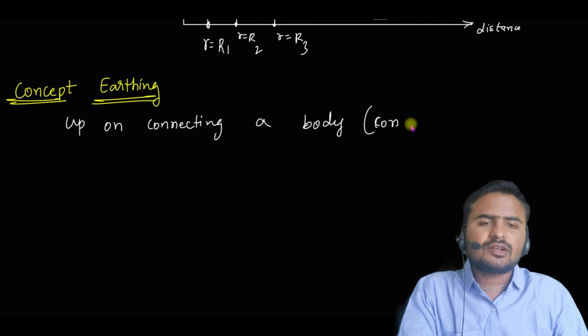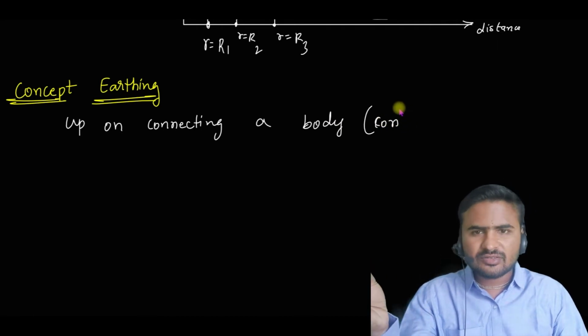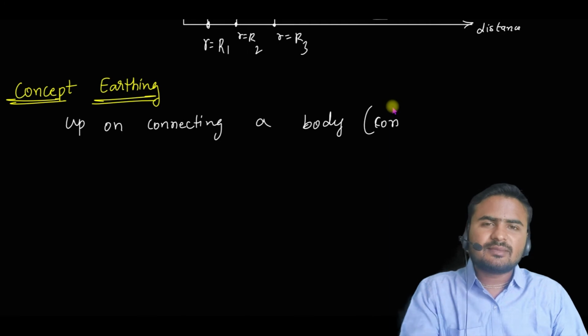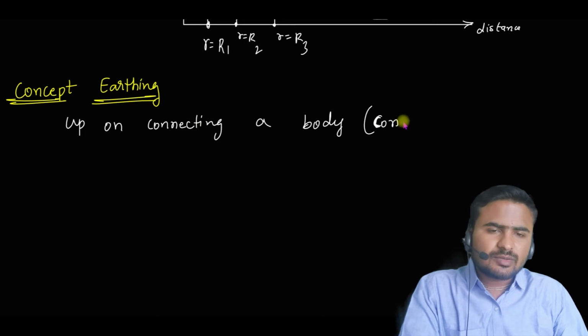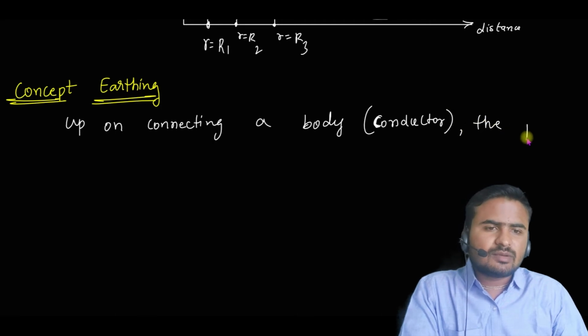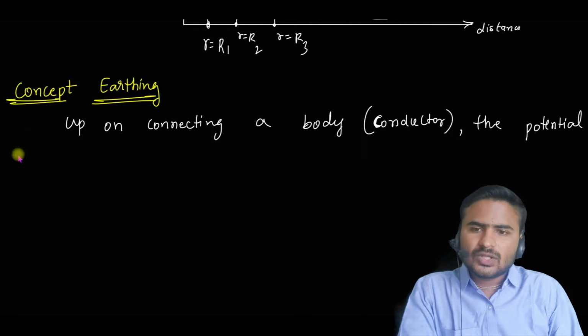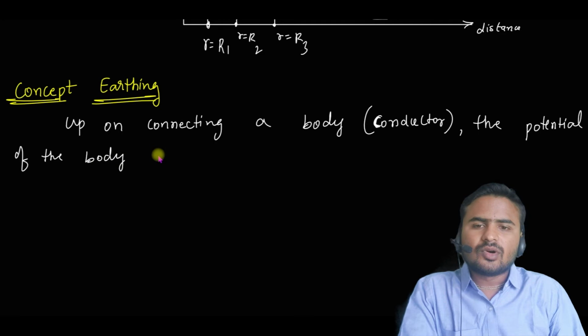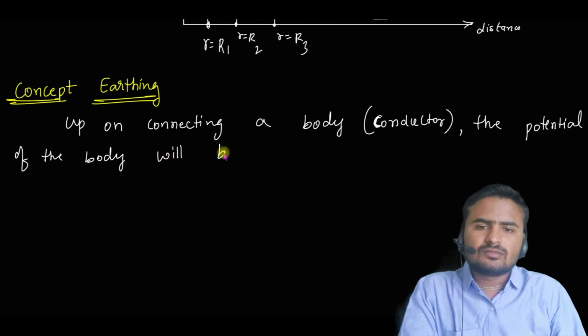If you connect an insulator to the earth, the charge from the insulator cannot go to the earth, because the name itself says it's an insulator. It will not allow the electrons to flow through it. So upon connecting a body, it must be a conductor, the potential of the body will become zero.